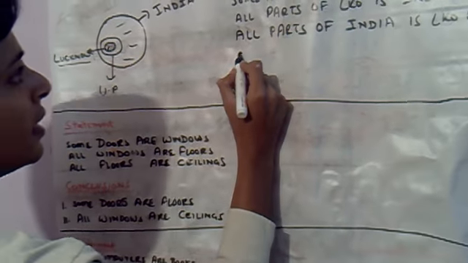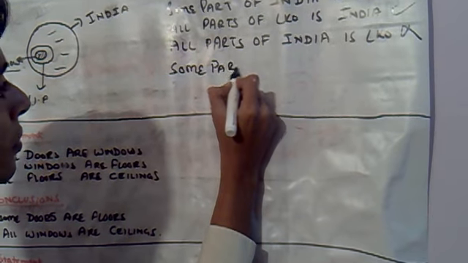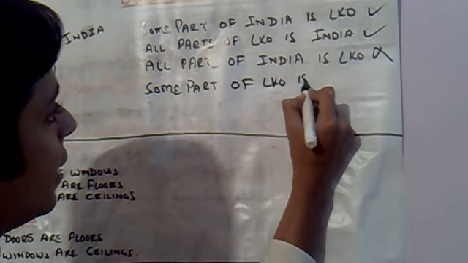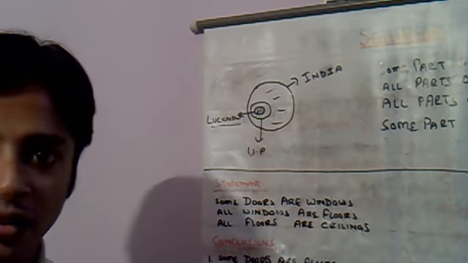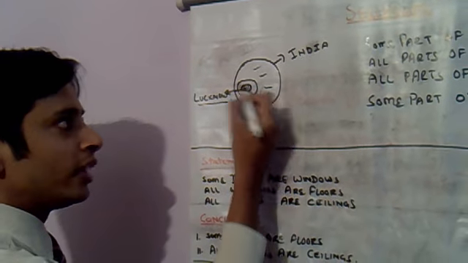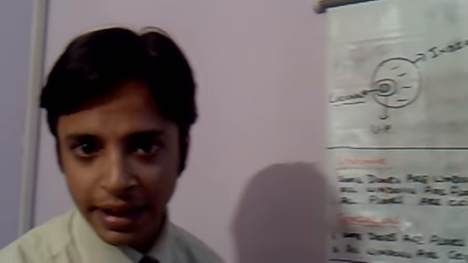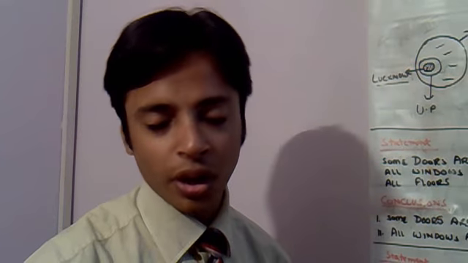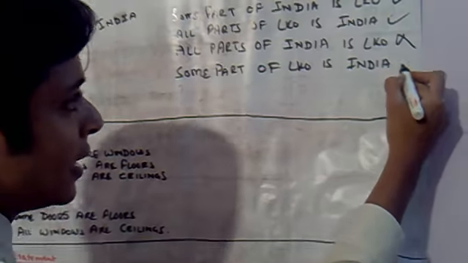If I say some part of LKO is India, is it correct or not? Yes, it's correct. Why? Because total Lucknow comes in India. So some part of Lucknow also comes in India. If you are talking about Lucknow, Aliganj also comes in India. So it's a part of Lucknow and it comes in India. So some part of Lucknow is India.